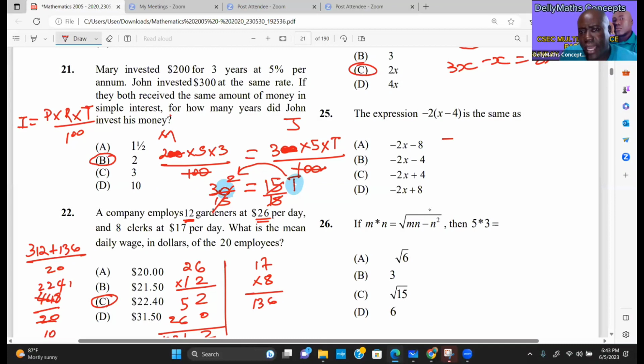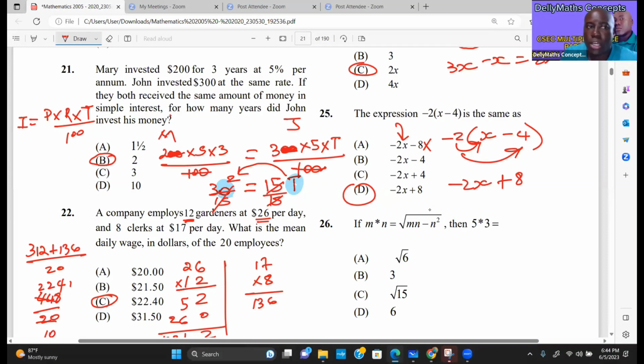Express negative 2 open bracket x minus 4. So you're going to distribute the negative 2 inside. Negative 2 times x is negative 2x. Negative 2 times negative 4 is positive 8. Don't mix up that part because the answer is there for you. The answer is this. A lot of people pick this one. Remember, you're looking at what this number is. Negative 2 times a negative 4, right?